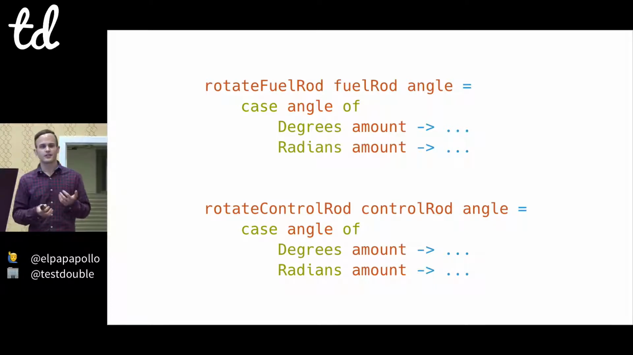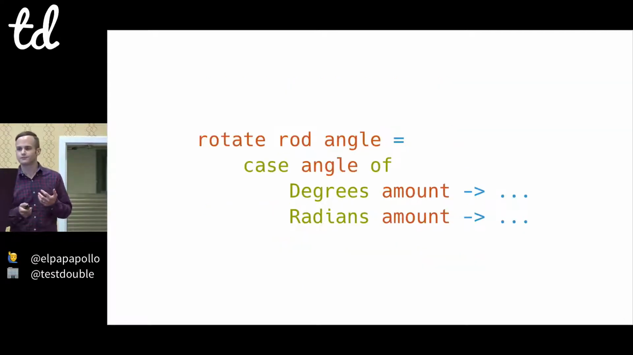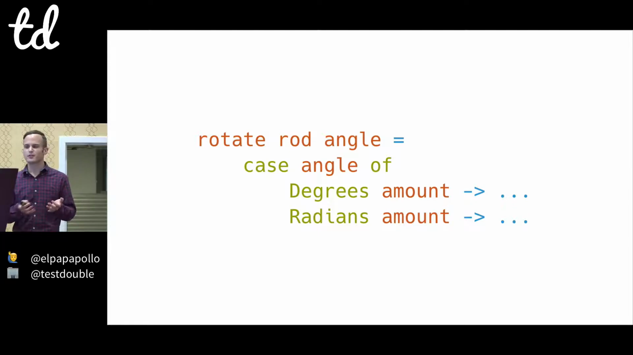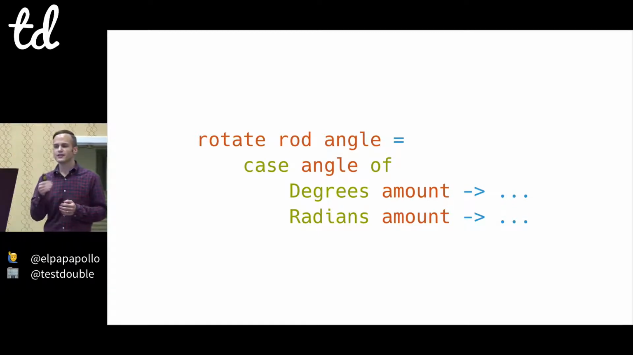Now, more than likely, these rods have similar shapes, meaning this code might be a little duplicated. So we can refactor a little further even. We could reduce this down maybe to one function that just expects a rod, whether it's a fuel or a control rod. And we can use maybe extensible records or a union type for those rods if needed. And so we have a nicer function that is easier to understand and call.